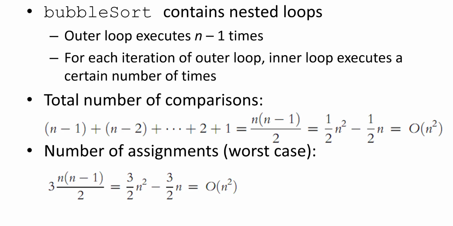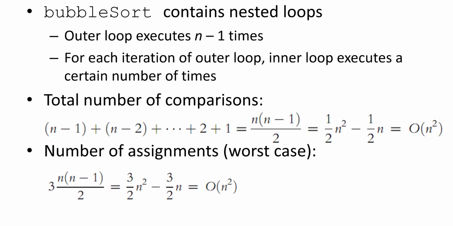Similarly, during the second iteration of the outer loop, the number of iterations of the inner loop is n-2 and so on. Thus, the total number of comparisons is going to be n-1 plus n-2 plus and so on plus 2 plus 1, which can simply be transformed to n times n-1 divided by 2, which I can write as big O of n^2.